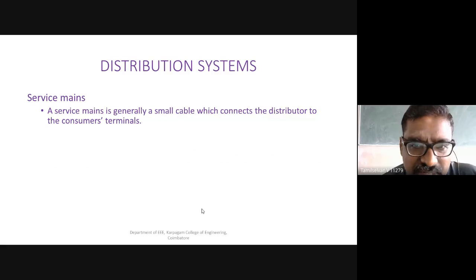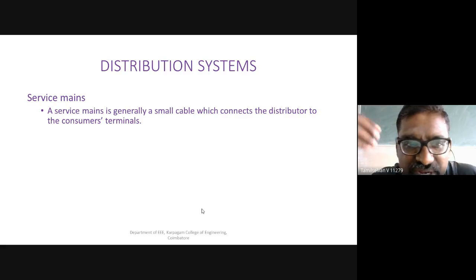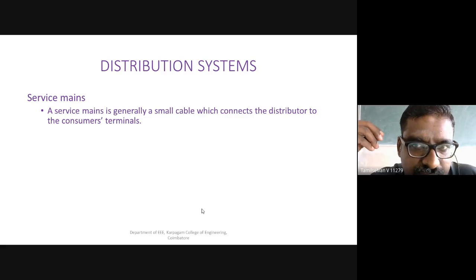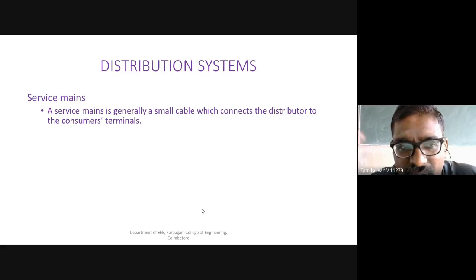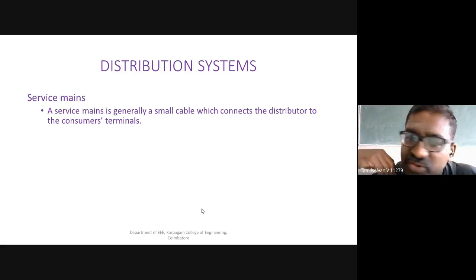So what is a service main? If you remember, it is a small cable which connects the distributor to the consumer terminals. You can see a pole near your home. From that, one cable runs to your meter box, service box, service connection. That is called the service main, where the tapping happens from the distributor to the home.